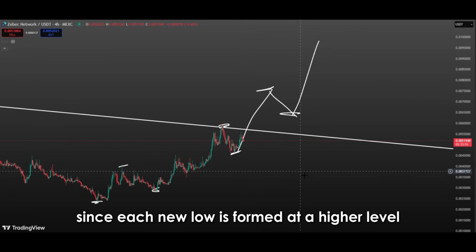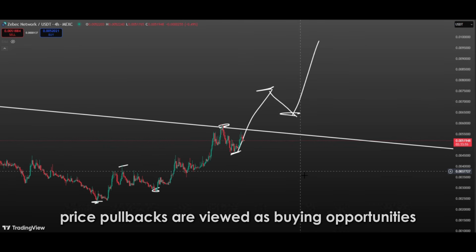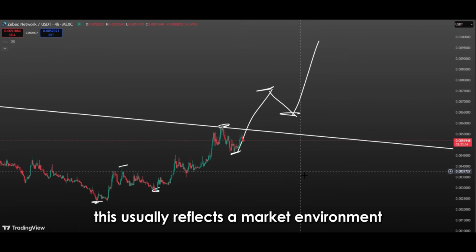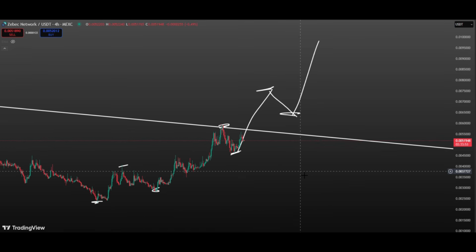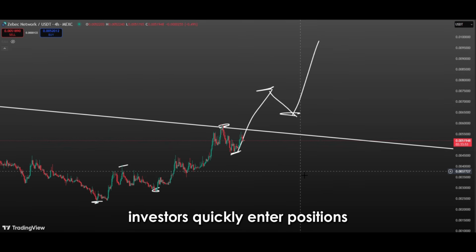Since each new low is formed at a higher level, price pullbacks are viewed as buying opportunities. This usually reflects a market environment where the buy the dip strategy is effective. When a correction occurs, investors quickly enter positions, and as the price continues to rise, more investors join the trend, adding momentum to the movement.